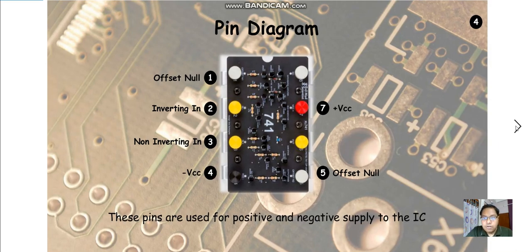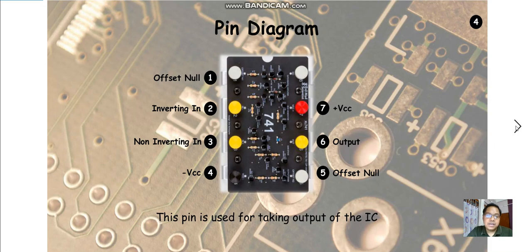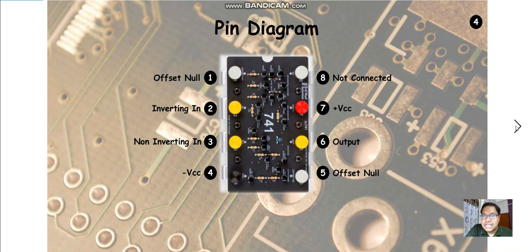Pin number 4 and pin number 7 are used for giving the supply voltages. That is why it is mentioned plus VCC for pin number 7 and minus VCC for pin number 4. The remaining are pin number 6, which acts as the output from where I need to get the data, and pin number 8, which we generally call NC, the full form is not connected. These pin numbers are very important for those who are facing the IC741 description at the very beginning, so you just need to remember those pin diagrams.